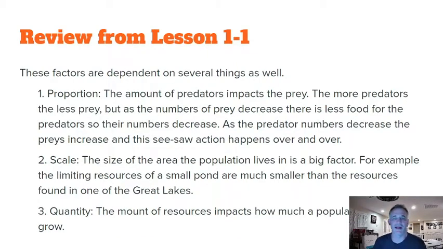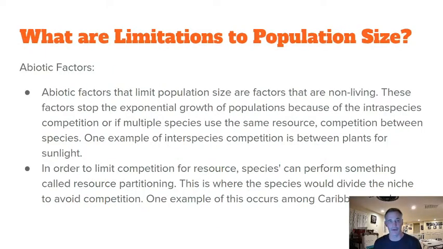So these factors are dependent on several things as well. The proportion: how many predators could impact how many prey, and vice versa. The prey can also affect the predator population. The scale, the size of the population, and then the quantity, the amount of resources. How much do we have available? How much area do we have to live in? How much habitat do we have? How many nutrients are available in the soil, and so on. All right, so that takes care of our review.